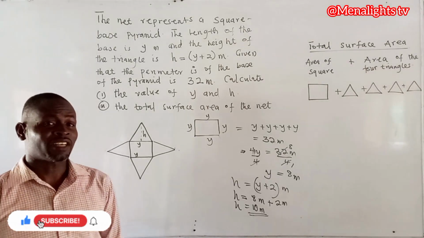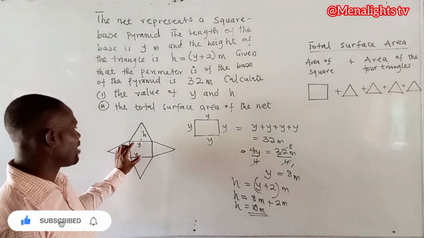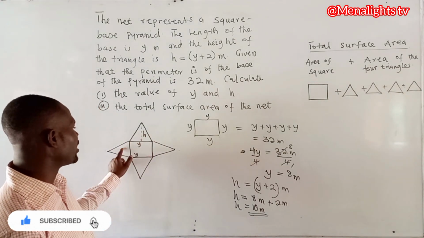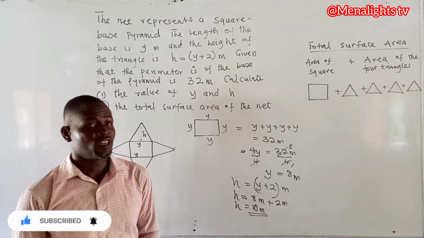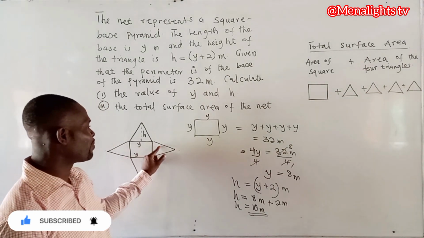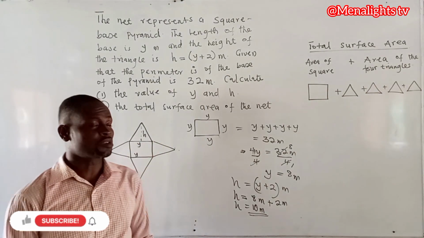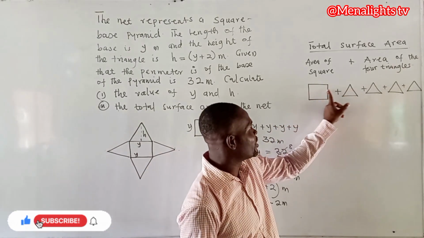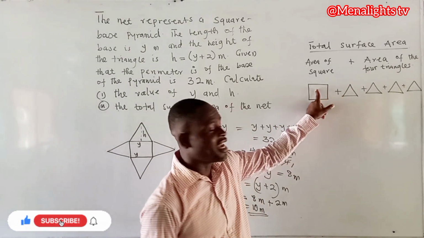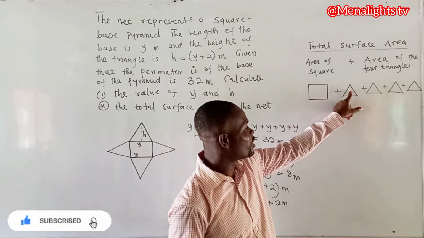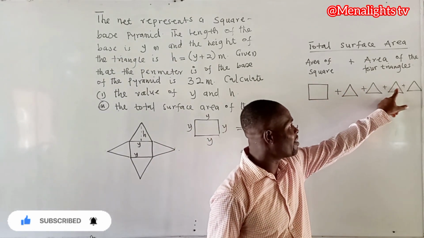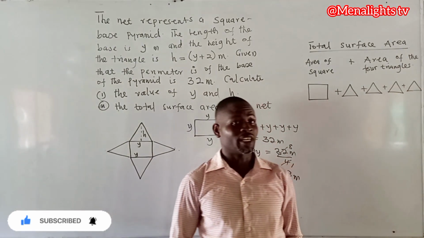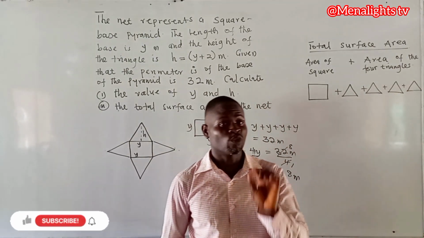For us to find the total surface area, we know that we have a square here with 1, 2, 3, 4 triangles. So the area of the square plus the area of what? The 4 triangles. We have the area of the square, area of this triangle, area of the triangle, and then the area of the triangle. So we have 4 triangles with 1 square.